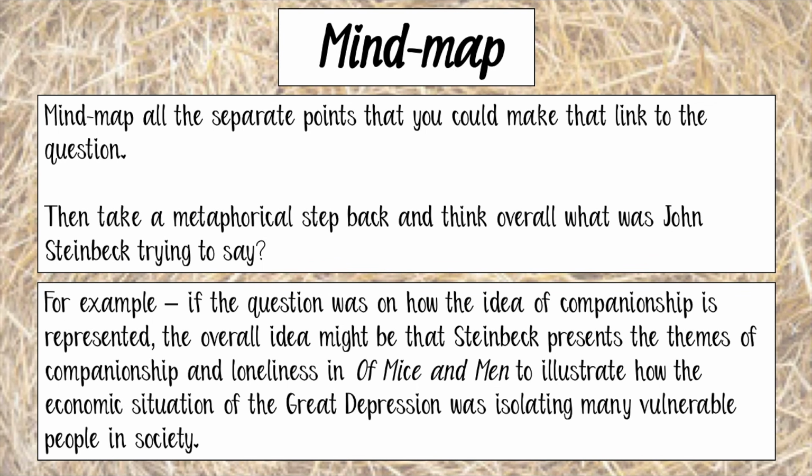So, for example, if the question was on how the idea of companionship is represented, the overall idea might be that Steinbeck presents the themes of companionship and loneliness in Of Mice and Men to illustrate how the economic situation of the Great Depression was isolating many vulnerable people in society. And then you would take individual points to prove that from within the text, but your overall point is the big picture. What's John Steinbeck saying about society?